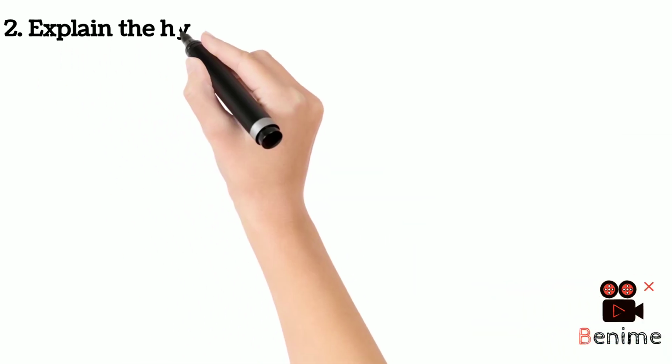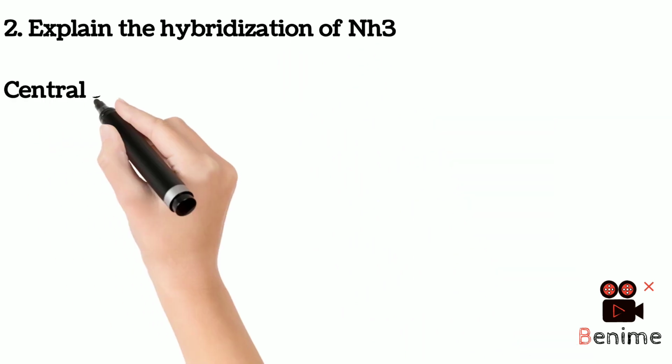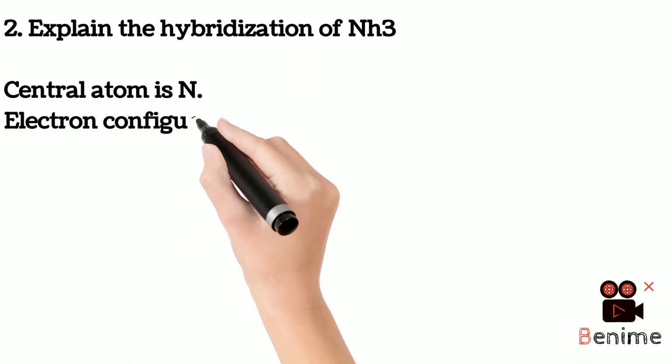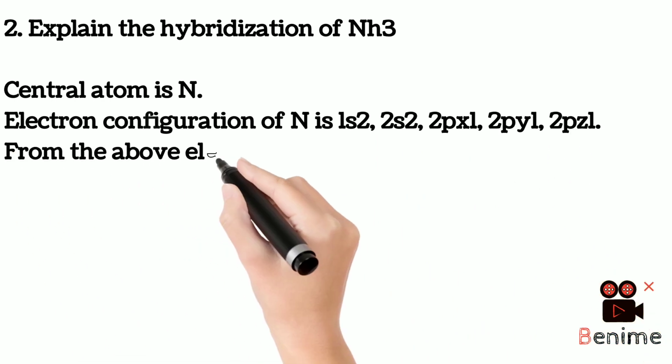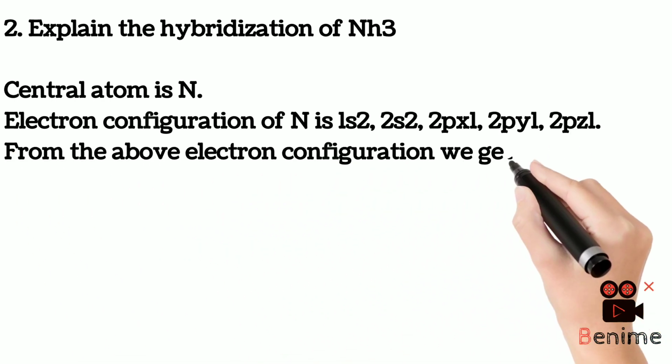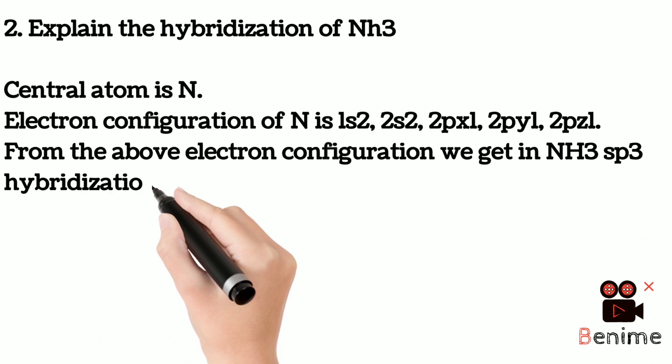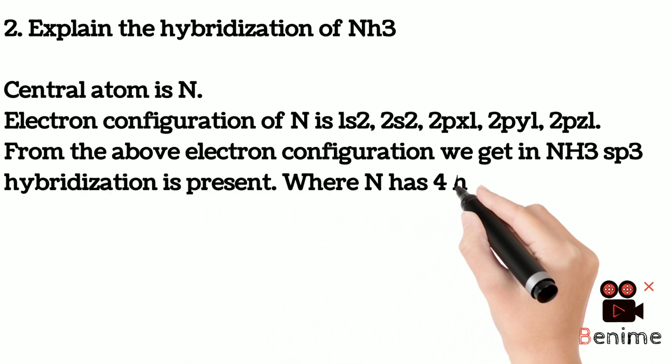2. Explain the hybridization of NH3. Here the central atom is N. The electron configuration of N is 1s2 2s2, 2px1, 2py1, 2pz1. From the above electron configuration we get that in NH3, sp3 hybridization is present.